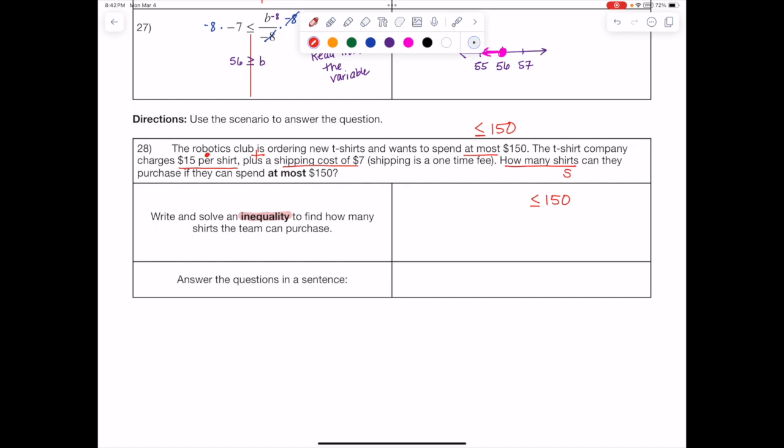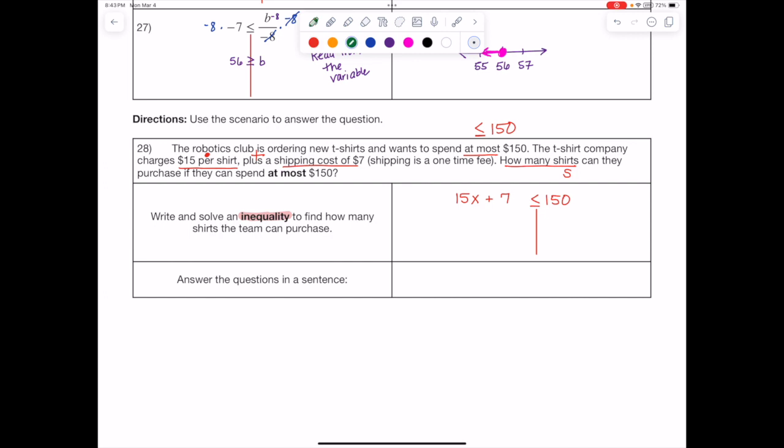What's the expression on the left side? Well, we have $15 per shirt. Per means multiply, so I have an S. If I don't want to use an S because it could look like a 5, we could just use an X for shirt. Plus a shipping cost of $7. All that needs to be less than or equal to 150. So let's go ahead and separate our workspace and solve this out.